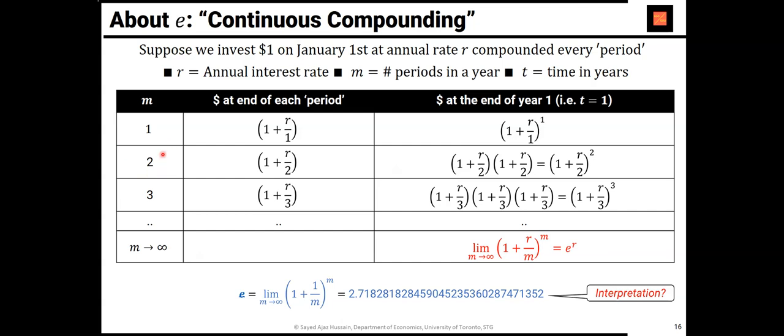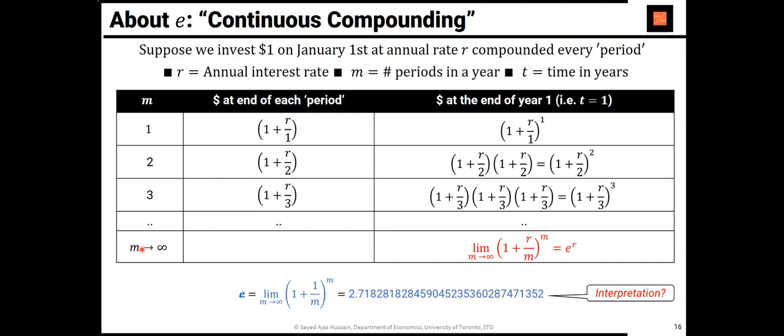But now I have 2 periods a year. In each period, I'll have this much money, because I've taken the interest rate divided by 2 now. At the end of the year, since there are 2 periods, I'll have this times this, which gives you this expression. Now, if I have 3 periods, at the end of each period I'll have this much money, and at the end of the year, I'll have this thing raised to the power 3.